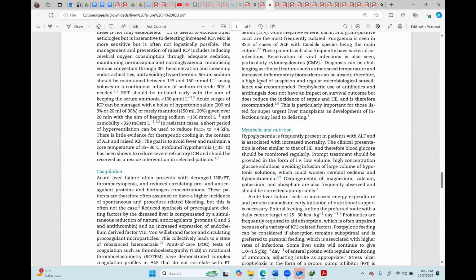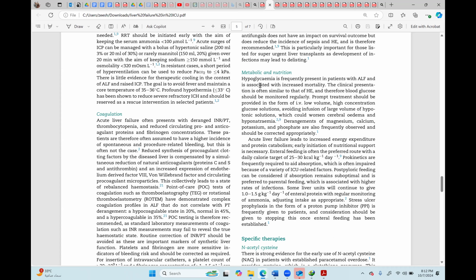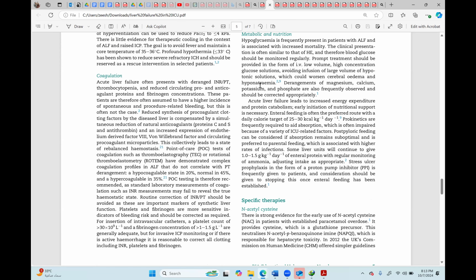So coagulation, like INR, thrombocytopenia, and reduced circulating pro- and anticoagulant proteins, fibrinogen concentration. Because if invasive procedures are to be done, this is something else. But the main problem is that the risk of spontaneous bleeding can also be there. As I mentioned, you listen to these words from me a number of times: point of care testing, thromboelastography, ROTEM, INR.